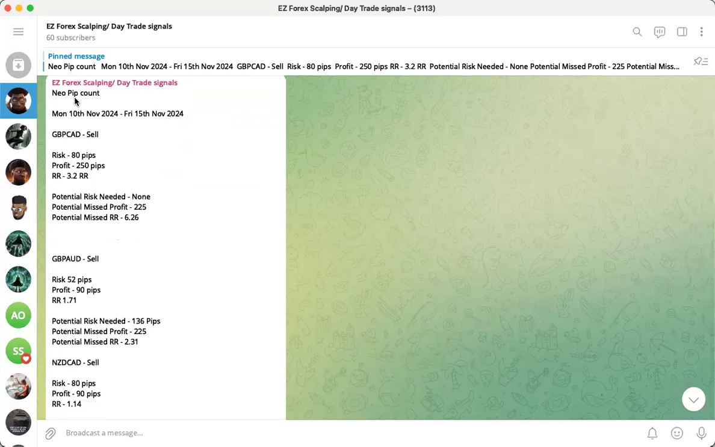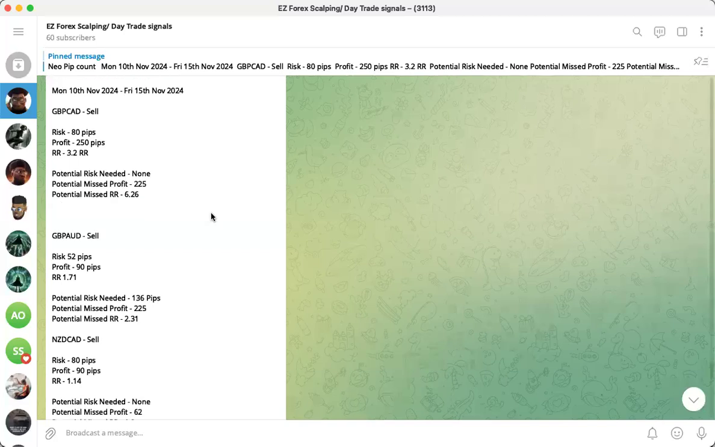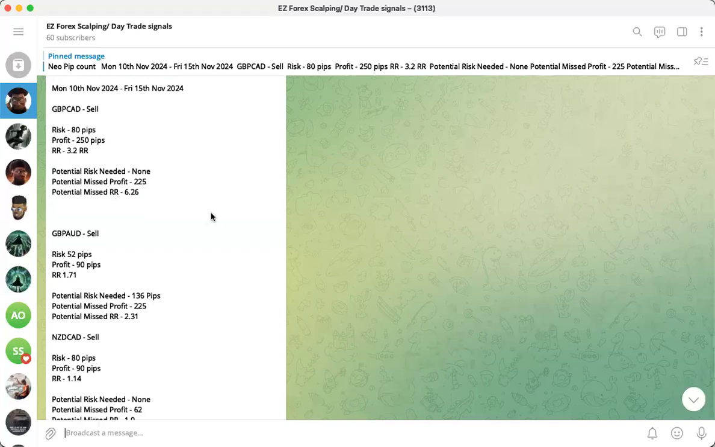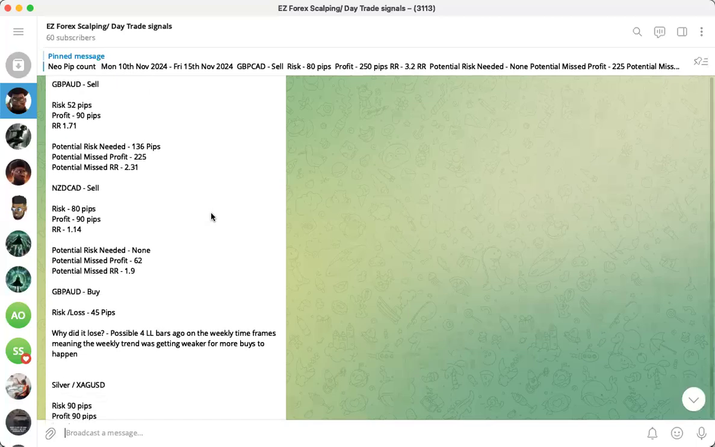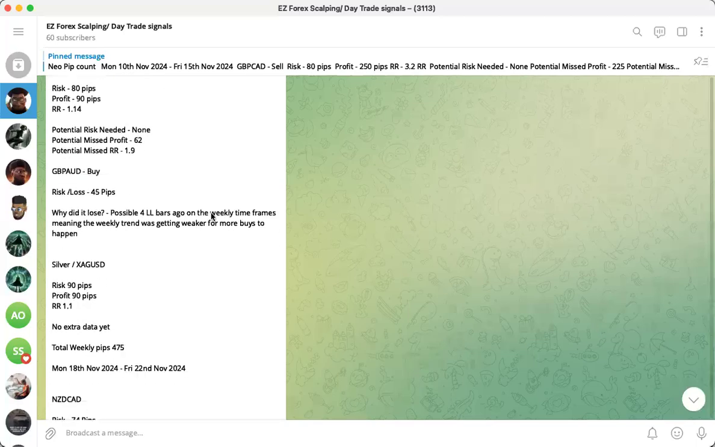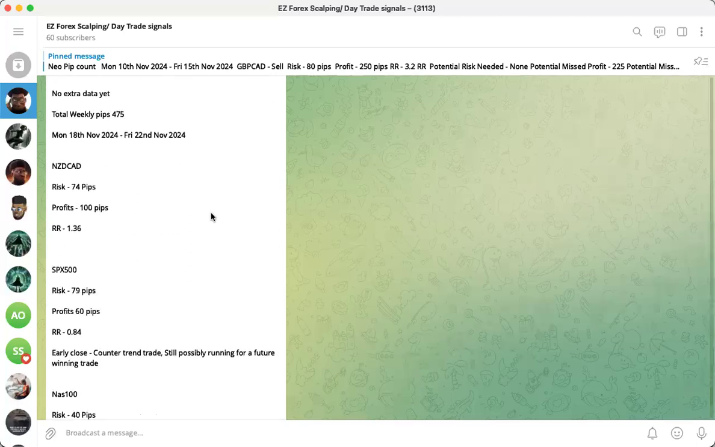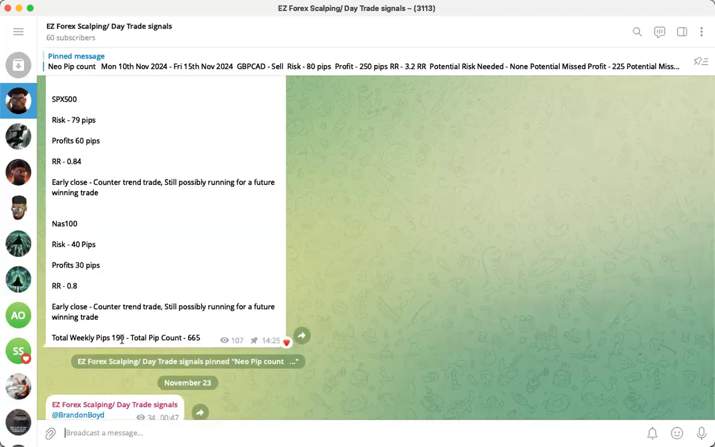We can see that we've had our pip counter from the 10th of November. This is when I started up the signals using Neo and TradingView. You can see how far we're going, and we are getting down here, and we get to here. So far this week we had 190 pips, but with last week and this week altogether, we had 665 pips. That was what you were able to take. So give or take that, you would have definitely been profitable this week if you traded the signals, and last week as well.